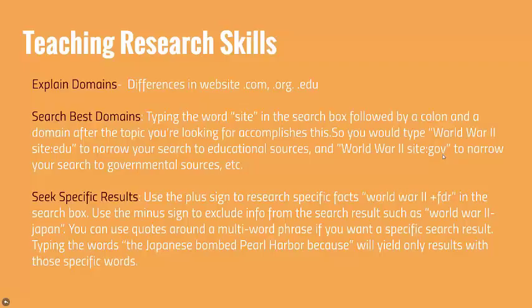Another way that you can have them learn how to search more accurately is if they use a plus sign. So right here, I've got World War II plus FDR. They're going to get just those things. You can also use a minus sign. So I've got World War II minus Japan. So you're going to get everything but nothing about Japan in that search.